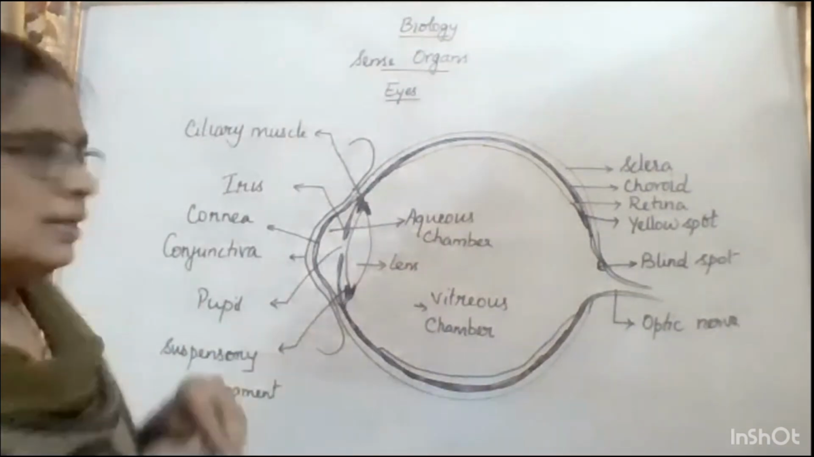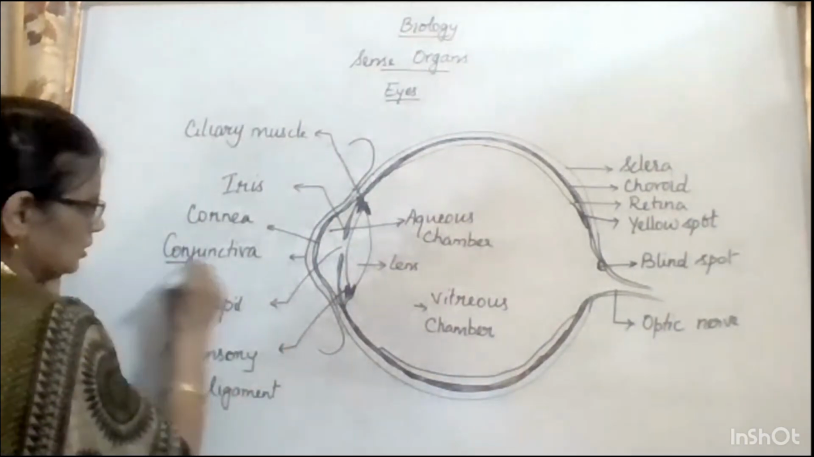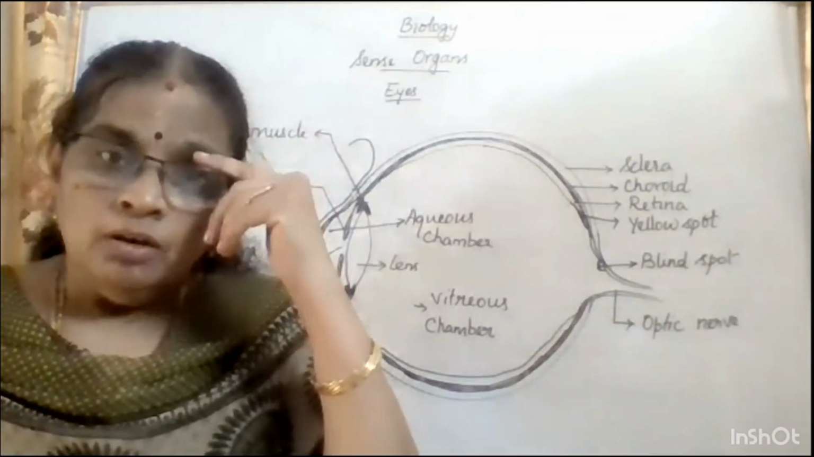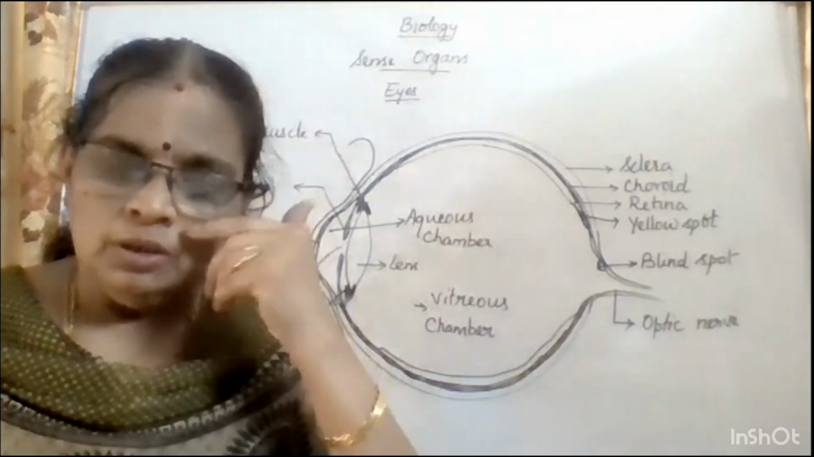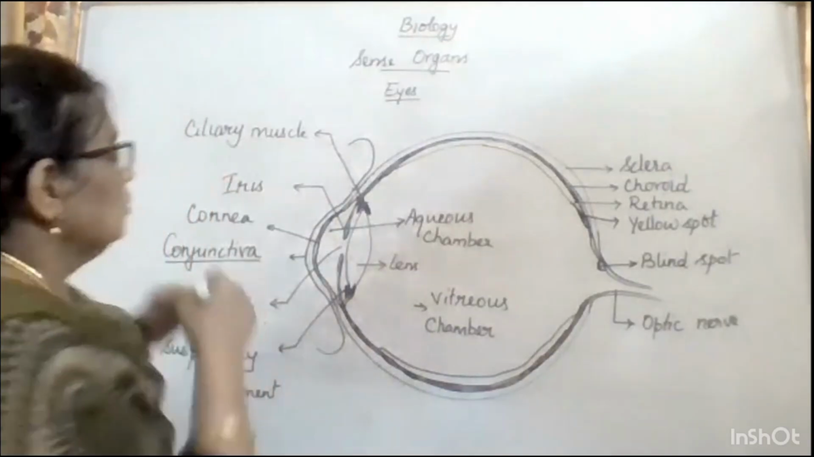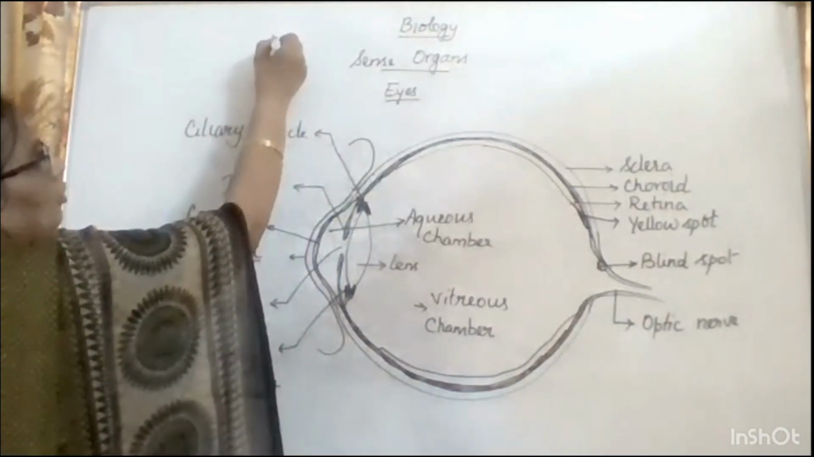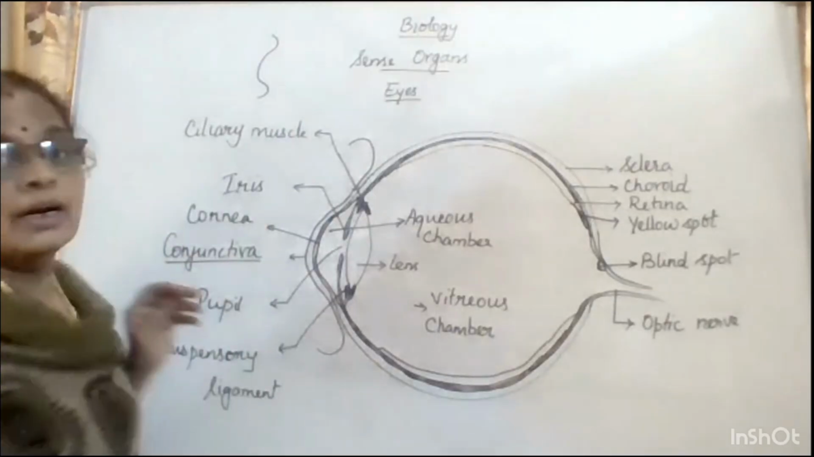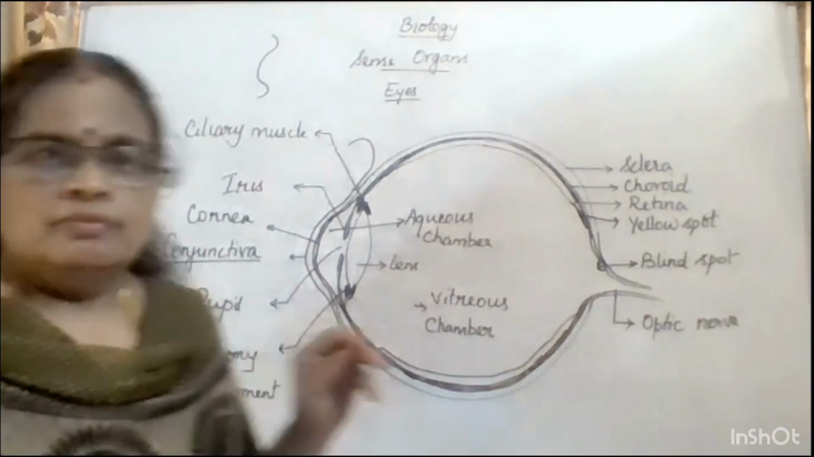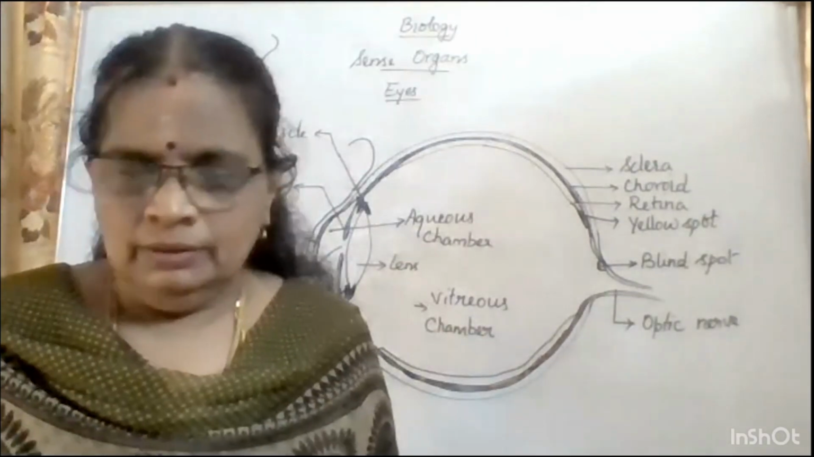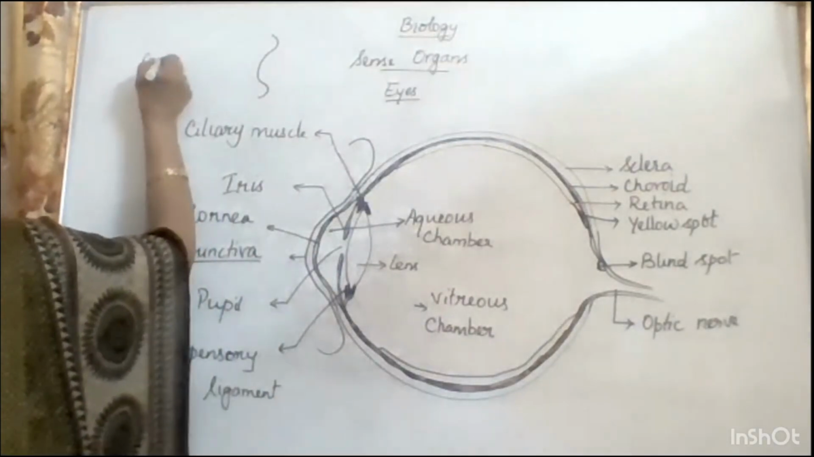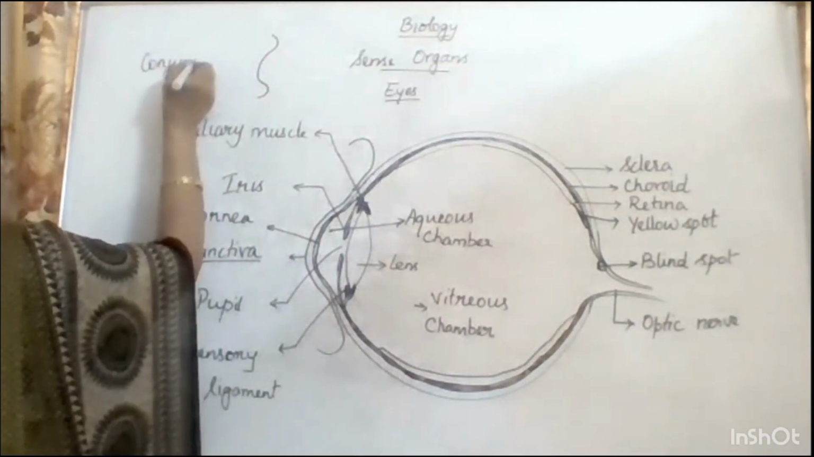There is a layer which is known as conjunctiva, which runs from the upper eyelid on the eyeball, to the lower eyelid. So this is conjunctiva. When you have some infection of the eye, we call it conjunctivitis.